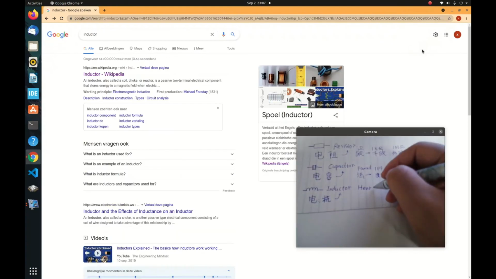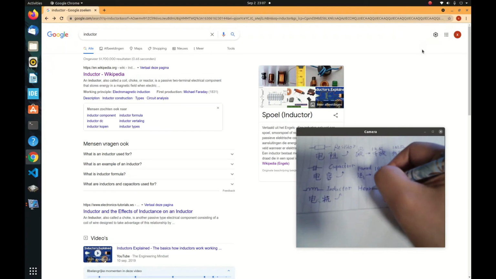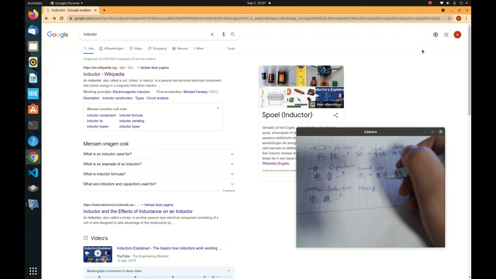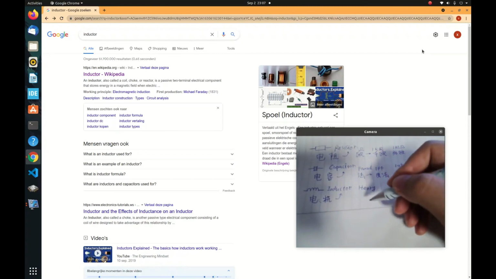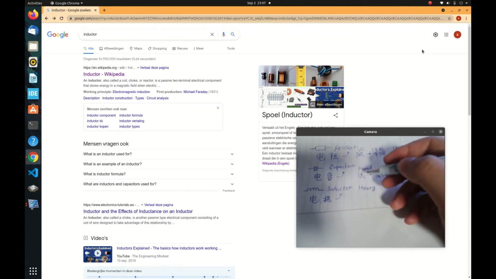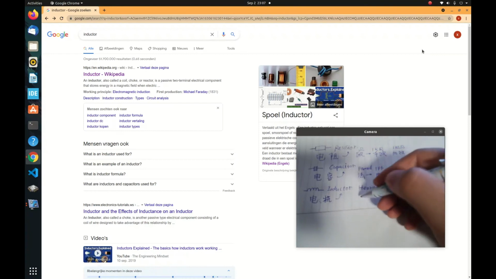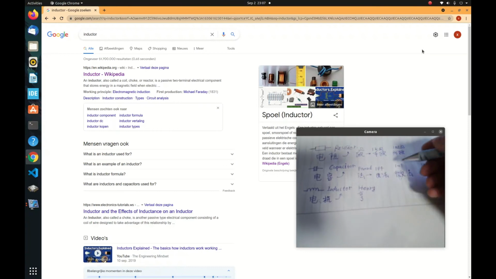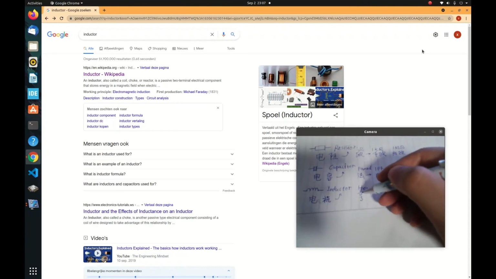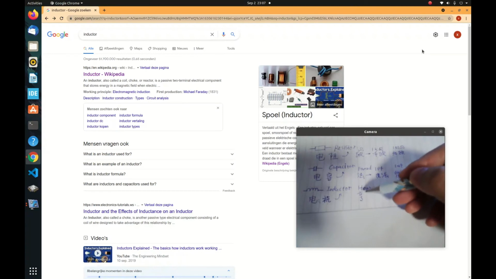So for the inductor, the unit is the Henry. But in Chinese, with the same rule, it's basically the pronunciation. So we just put it as here. Actually this character is pronounced as hen. This means it's a similar pronunciation, right? Henry, and we say hen.